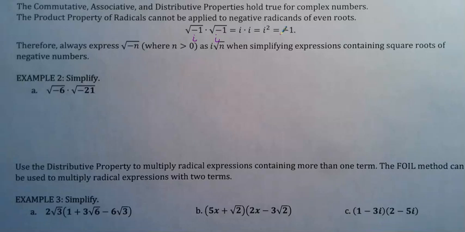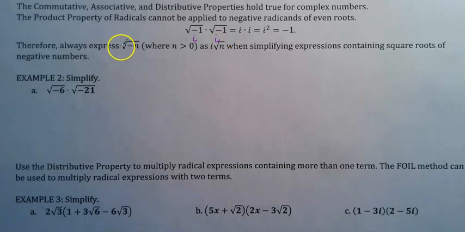But what we need to know is, therefore, we always express the square root of negative n, where n is greater than 0, as i times the square root of n when we're simplifying these expressions that contain square roots of negative numbers.